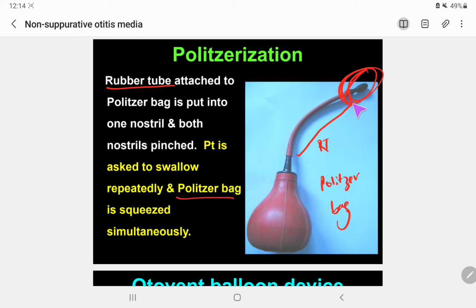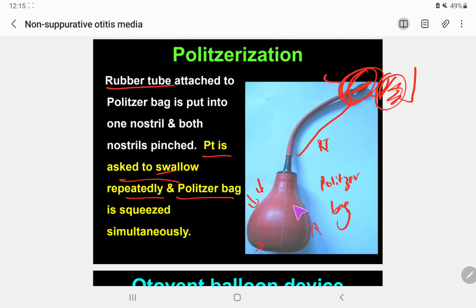So the Politzer bag's rubber tube is placed on the nostril of the patient, and from outside you have to pinch and close the other nostril. These are the nostrils, so you have to close this from the outside. The patient is asked to swallow repeatedly, and the Politzer bag is squeezed simultaneously. You apply pressure as the patient swallows, right?